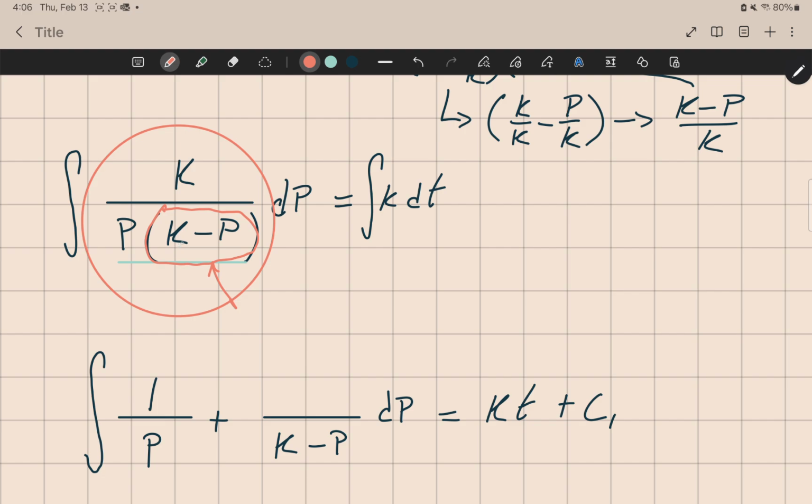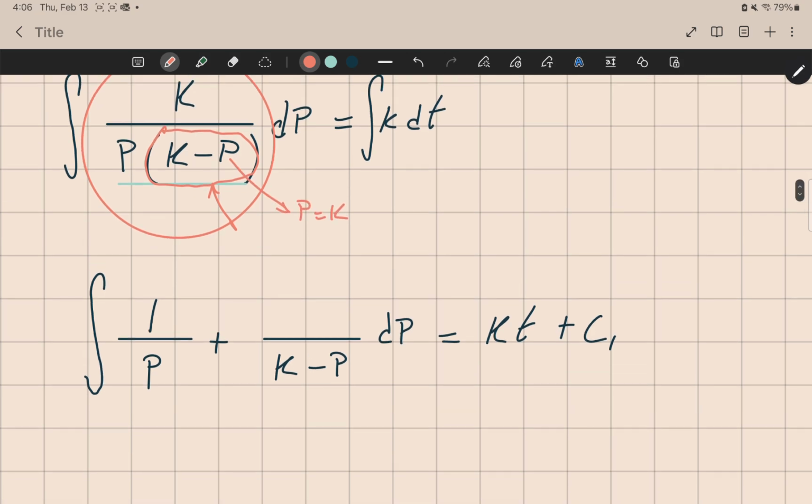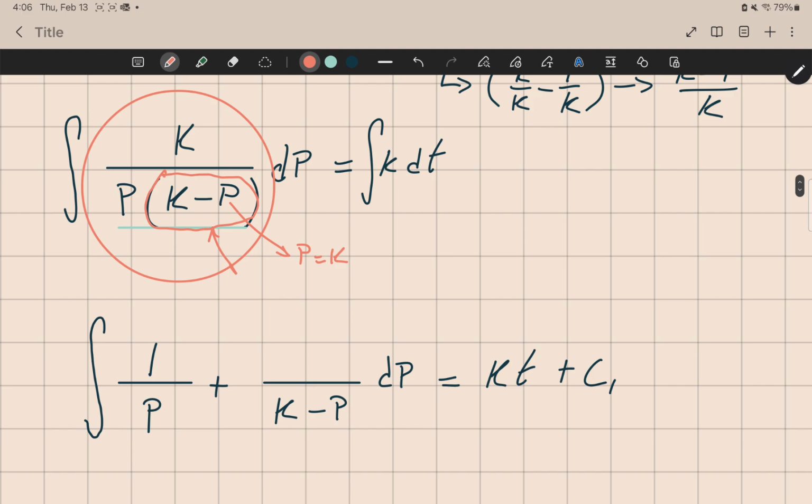It's going to need to be k minus k. So if I make p equal k, and I replace this p over here with a k, I end up with k over k again. So this goes to 0, and I end up with k over k. So I have a 1 again for that partial fraction.